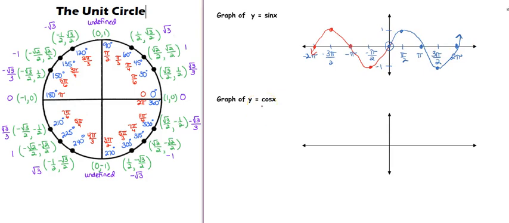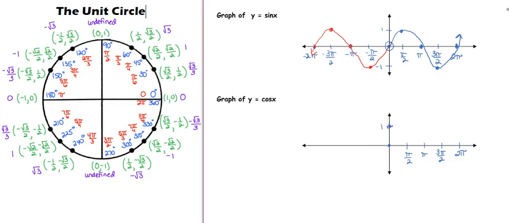Now we have our cosine graph. So we want to think about that the same way that we just did. Cosine, again, is the x value. So we're still doing one cycle around. So our 4 quadrants, starting at 0. So when I'm at 0, the cosine, the x value, is at 1.